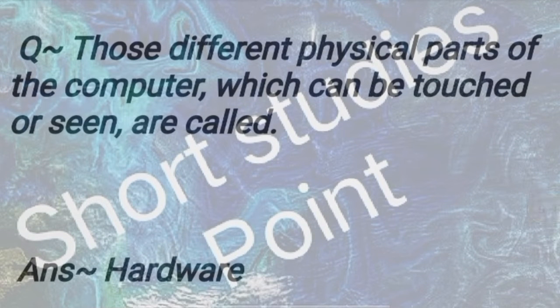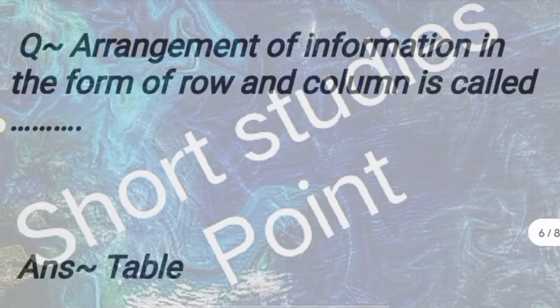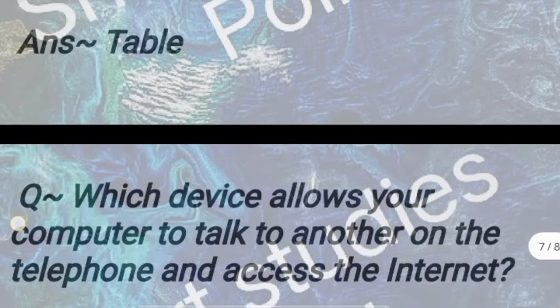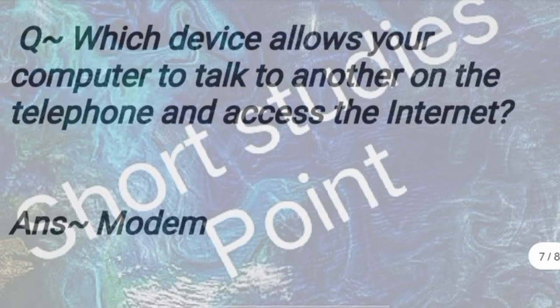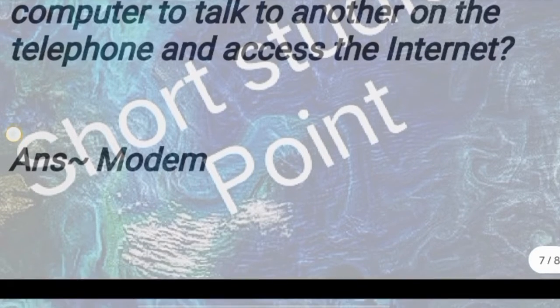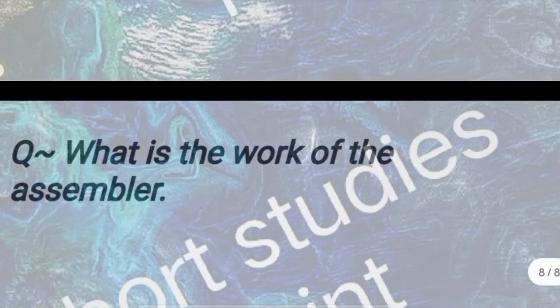Next question: Those different physical parts of the computer which can be touched or seen are called. Answer: It is called hardware. Next question: Arrangement of information in the form of rows and columns is called. Answer: Table. Next question: Which device allows your computer to talk to another on the telephone and access the internet? Answer: It is called modem.